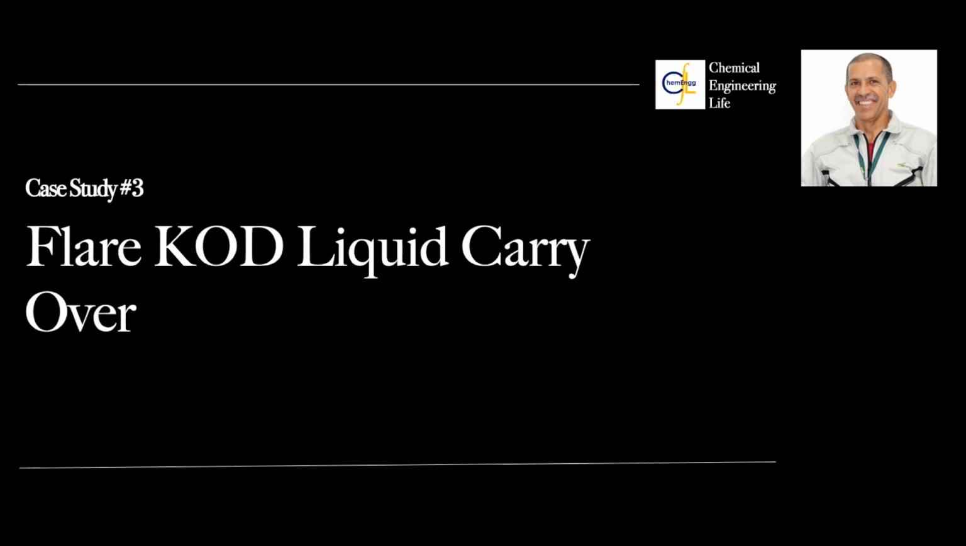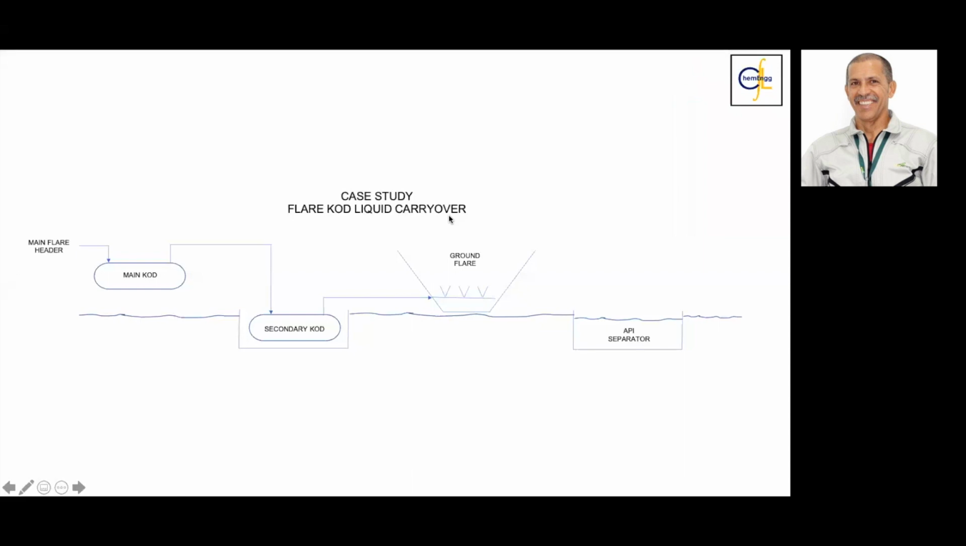The next one is called flare knockout drum liquid carryover. In fact, this is what happened. So please draw this sketch to explain what is going on there. We were called to run a study for the flare systems, because there were several systems at the El Palito refinery in Venezuela. Okay, they said that they had a big fire in the API separator because they had a liquid carryover from the main knockout drum.